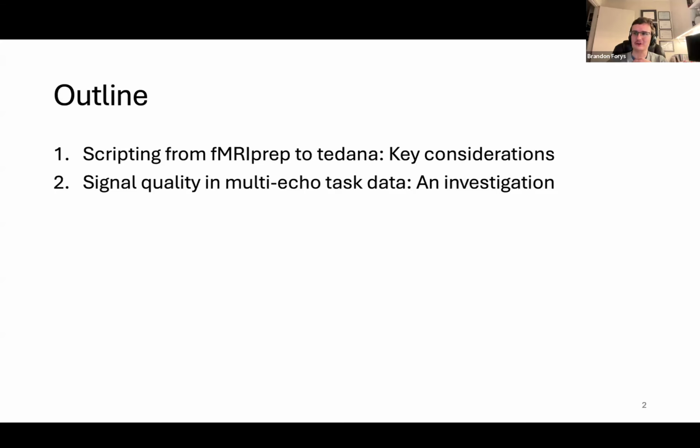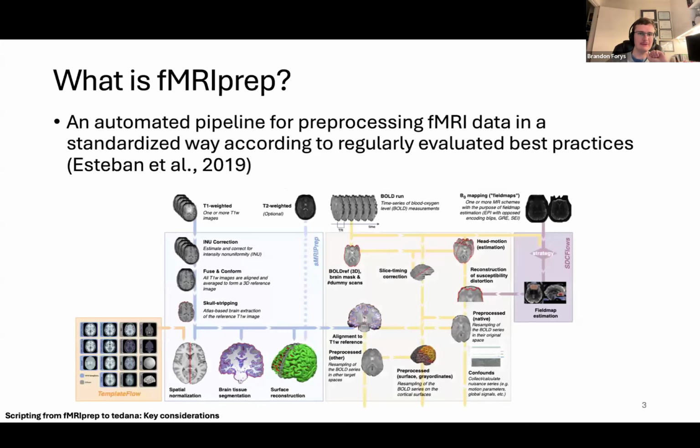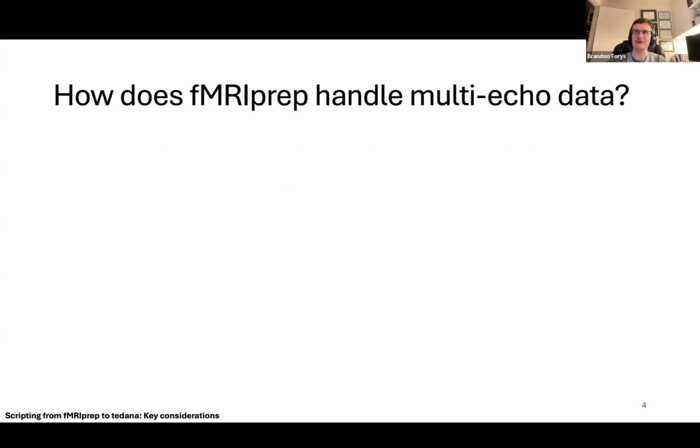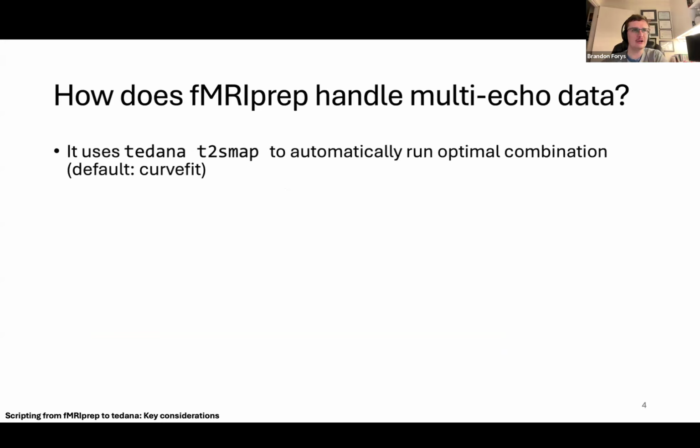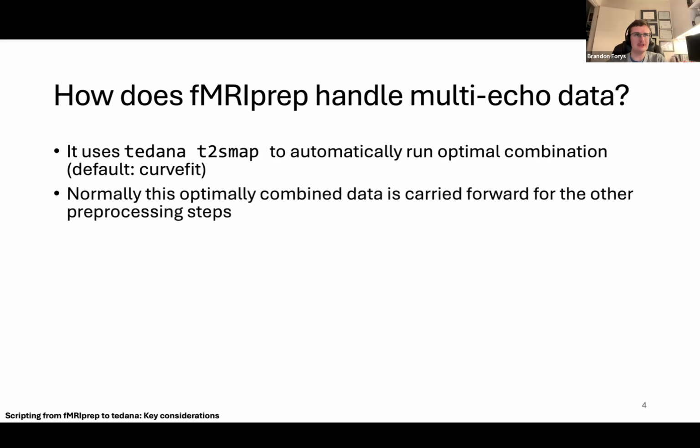So we of course just talked about scripting from fMRIPrep to tedana in the last presentation. But fMRIPrep is this useful standardized way of pre-processing fMRI data. I have done some work in trying to see how we can best get it integrated with tedana, building on the excellent scripts that have already been provided by you, the tedana team. Currently fMRIPrep already incorporates tedana to run optimal combination at an early stage using the curve fit algorithm. Normally this optimally combined data is carried forward for other pre-processing steps.